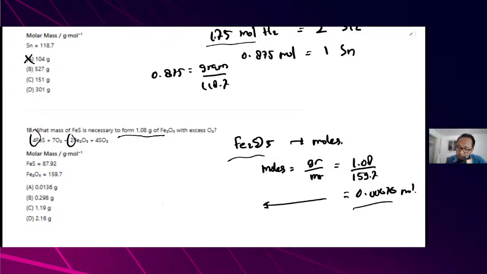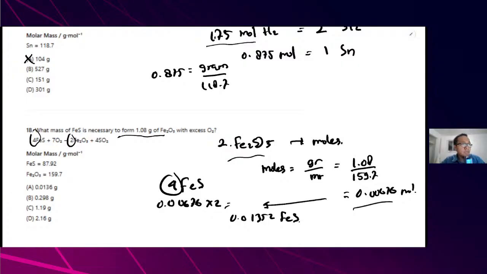Okay, so just 0.00676 times 2. Because of what? Because it's just for 2 Fe2O3, but we need to know for 4 FeS. The coefficient is 4. Now we ended up getting 0.01352 FeS. Okay, so based on this information, this is the mole of FeS.